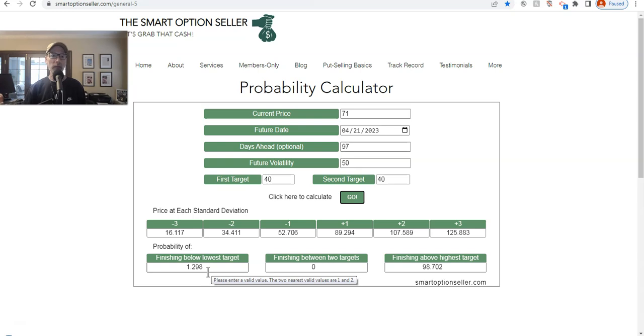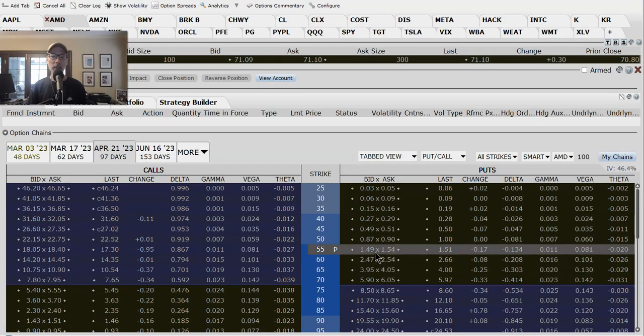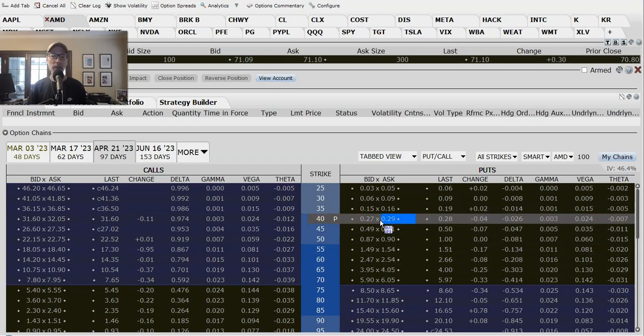Conversely, over here, there's a 98.7% chance that AMD will not fall down to $40. So there's a 98.7% chance that you won't have to buy the shares of stock at $40. Okay, so that's a pretty low probability of you having to step up and buy the shares. But in the meantime, you're still going to collect the $28 per contract.